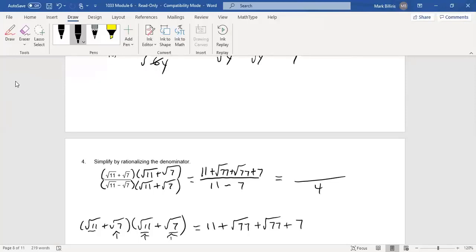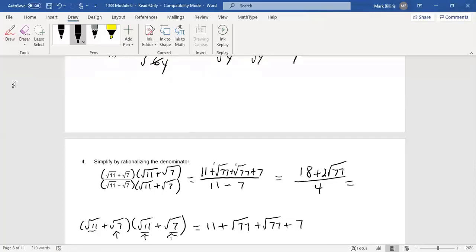Now I'm going to combine like terms. So 11 plus 7 is 18. Now keep in mind, when you're adding radicals, I can add these together because the radicands are the same. They're both the square root of 77. Remember, we don't add those numbers together. We add the coefficients. So here I have 1 square root of 77 and 1 square root of 77, and that gives me 2 square roots of 77.